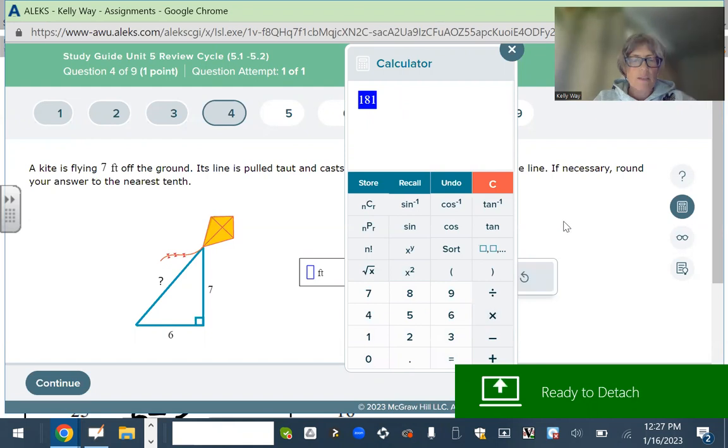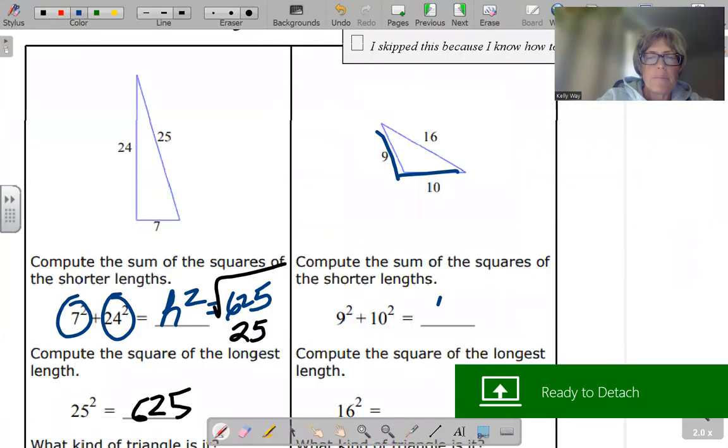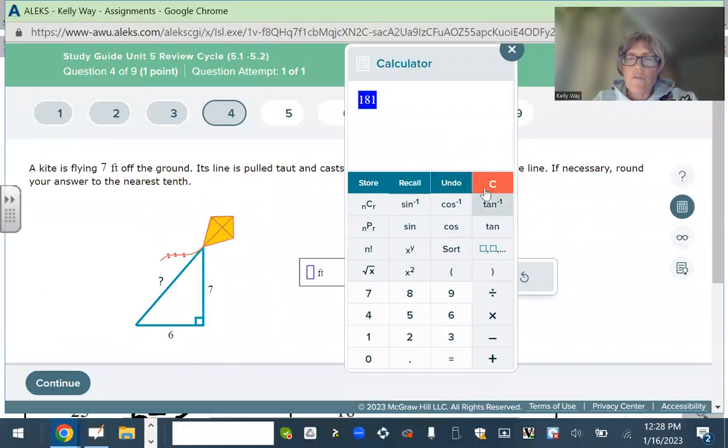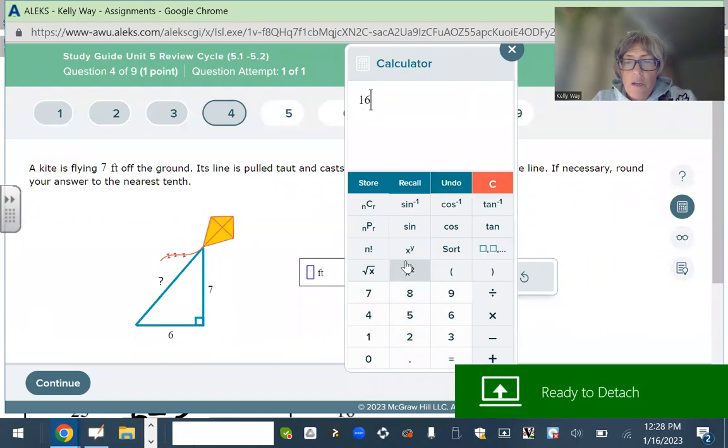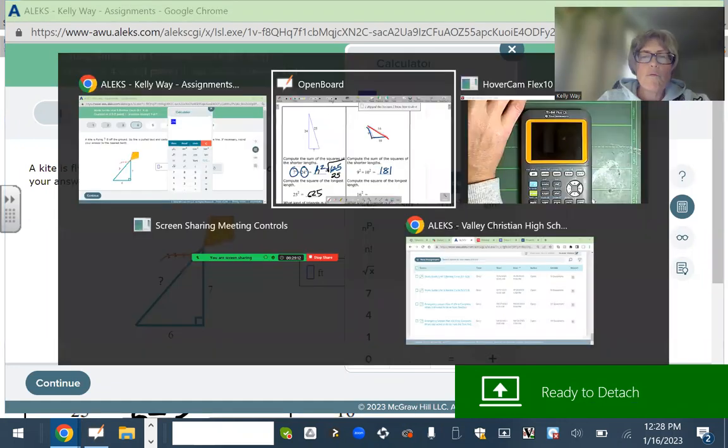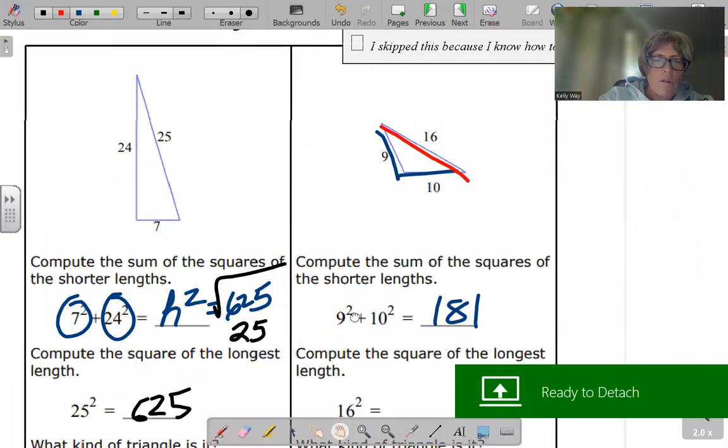Of course, that's going to be 181. And our longest side is 16, and 16 squared is 256, but I'll just show that to you anyways, because I have my perfect squares memorized through 20. And that's 256.